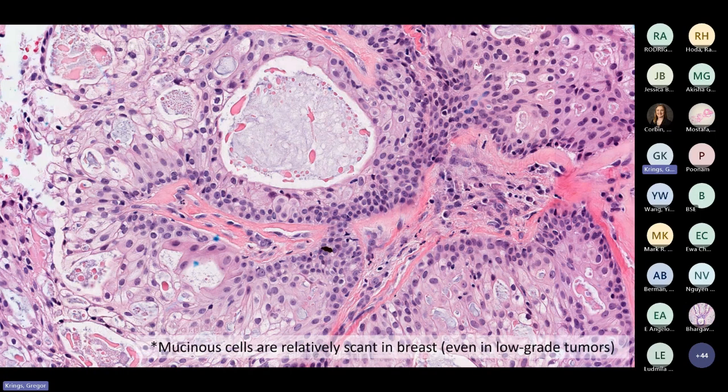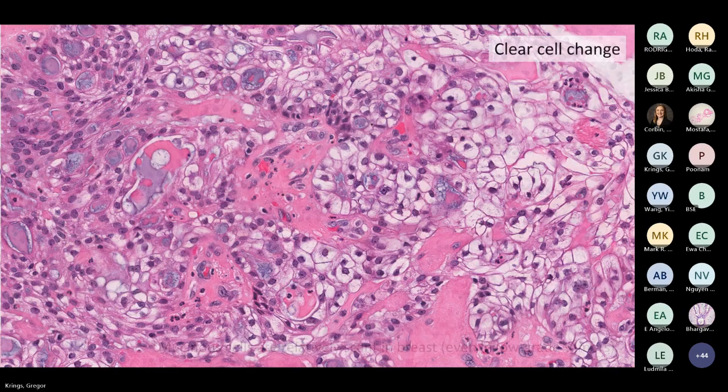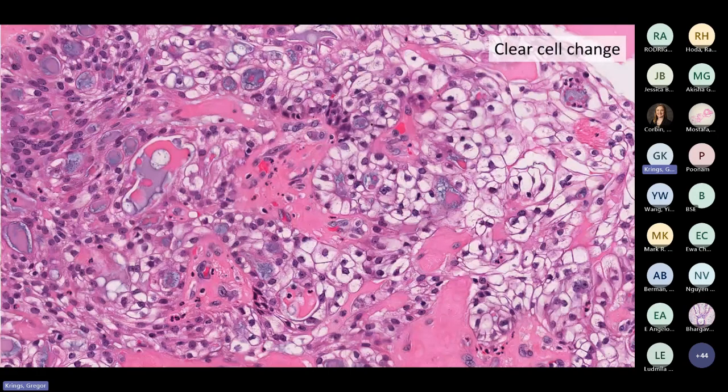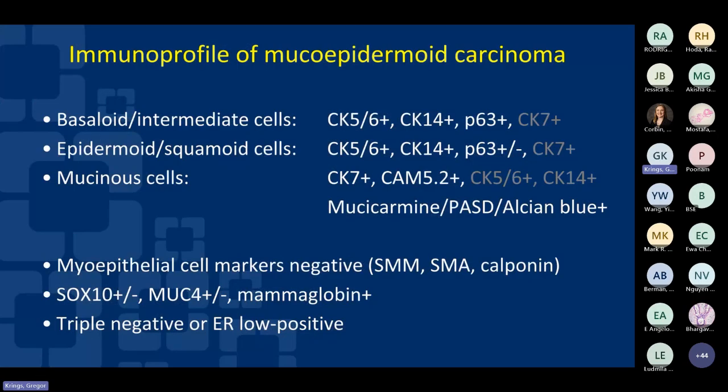Here's another mucoepidermoid carcinoma showing again a dominance of basaloid intermediate cells and epidermoid cells. One feature in the breast is that the mucinous cells are often relatively scant and difficult to identify, even in low-grade tumors. Some of these tumors can show clear cell change, which you can see here.